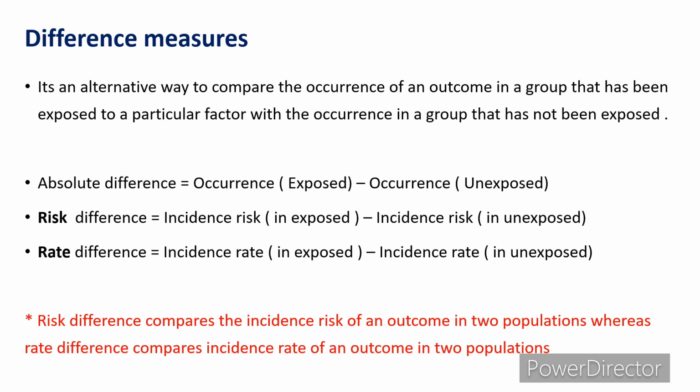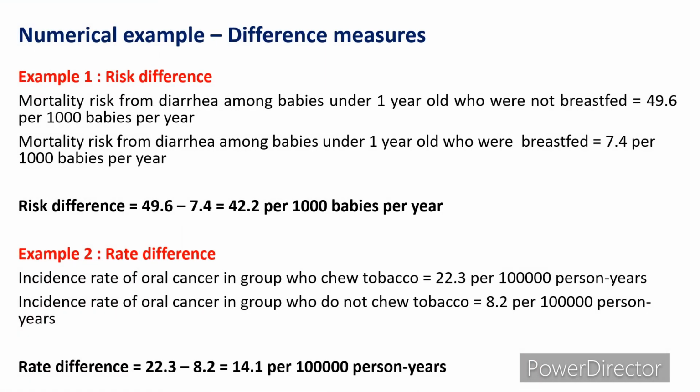But there are two types of difference measures. One is risk difference, the other is rate difference. Risk difference is nothing but the incidence risk in exposed minus the incidence risk in unexposed. Rate difference is the incidence rate in exposed minus the incidence rate in unexposed. Risk difference compares the incidence risk of an outcome in two populations, whereas the rate difference compares the incidence rate of the outcome in two populations. That's the main difference.